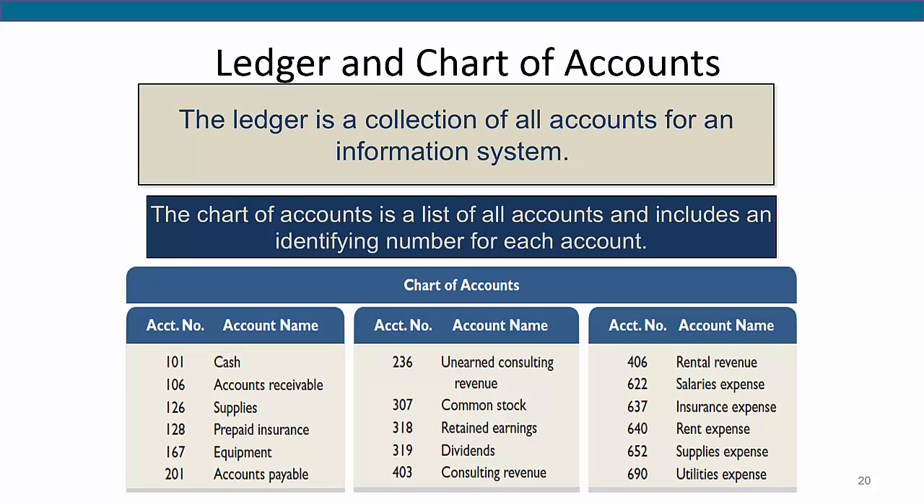Notice that accounts are grouped together by number ranges. For example, asset accounts begin with an account number of 1, all liabilities with 2, equity accounts with 3, revenues with 4, and expenses with 6. This is a common numbering scheme, but some companies will use a far greater range of numbers because they have many more accounts.